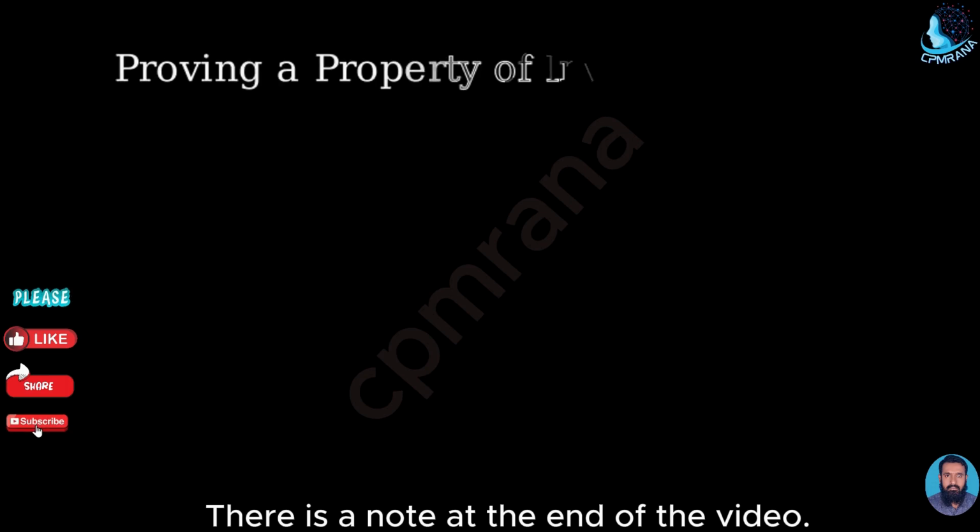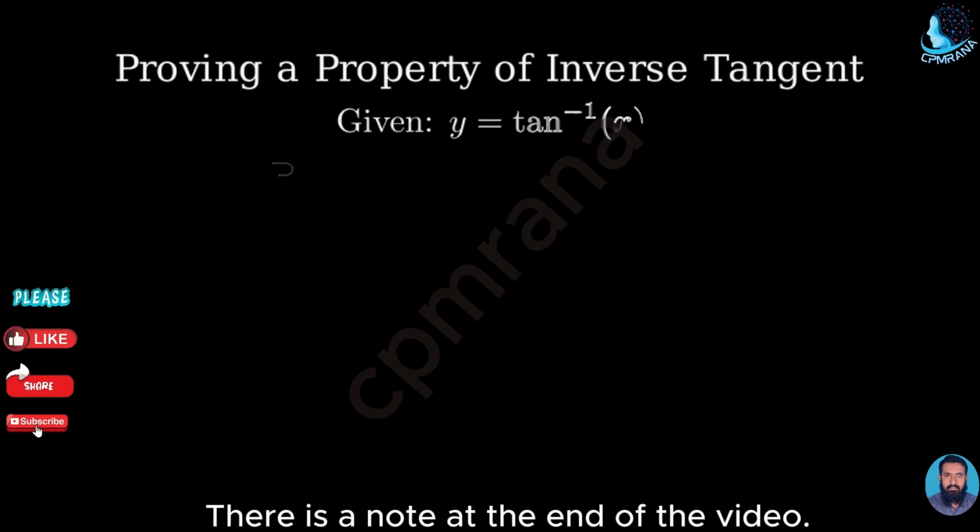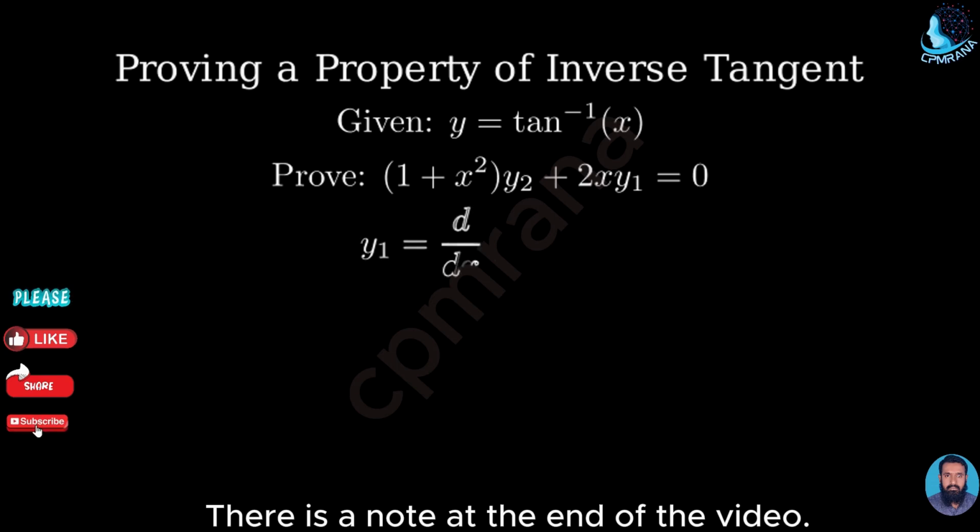In this video, we'll prove that for y equals inverse tangent of x, the equation 1 plus x squared times y2 plus 2x times y1 equals 0 holds true. Let's start by finding y1, which is the first derivative of y with respect to x. We know that the derivative of inverse tangent of x is 1 over 1 plus x squared.